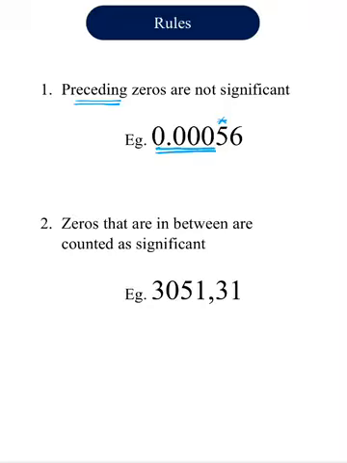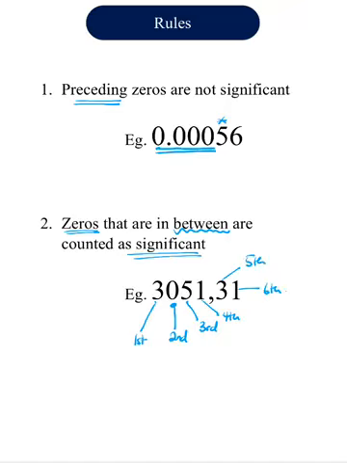Number two, zeros that are in between are counted as significant. Mind this: we're saying preceding zeros are not significant, but zeros in between are counted as significant. Let's look at this number. Our 0 is in between 3 and 5, so it is considered a significant figure. The first 3 is the first significant figure, this 0 becomes the second, 5 the third, 1 the fourth, this 3 the fifth, and lastly this 1 becomes the sixth significant figure.